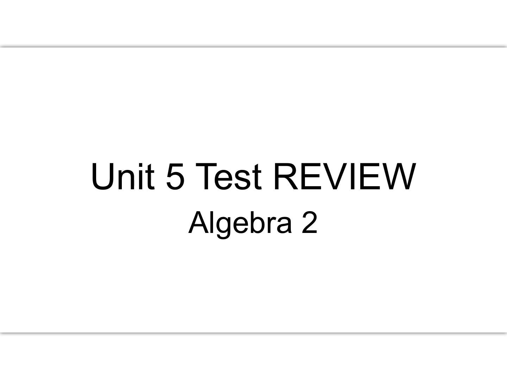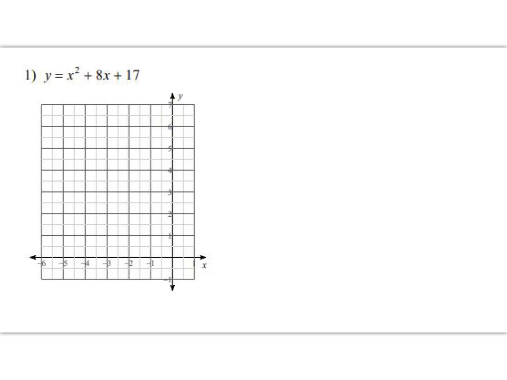This video will be part 1 of the Unit 5 test review. So in this first question, it says y equals x squared plus 8x plus 17. And what you're asked to do is to sketch a simple graph that includes the vertex and the axis of symmetry and whether it opens up or down.